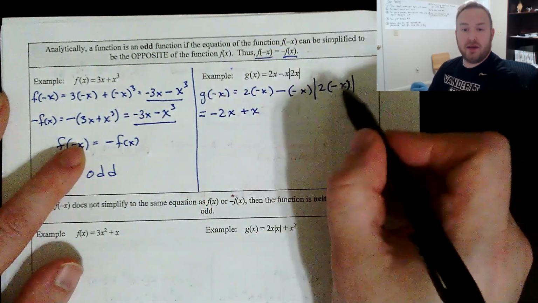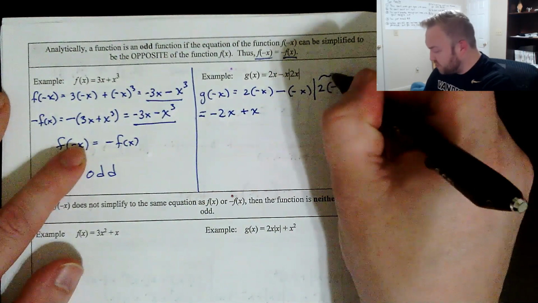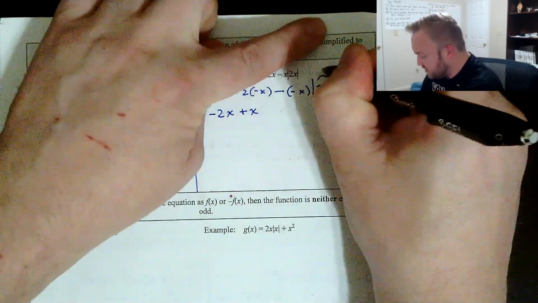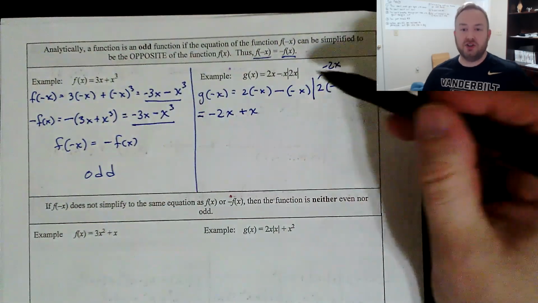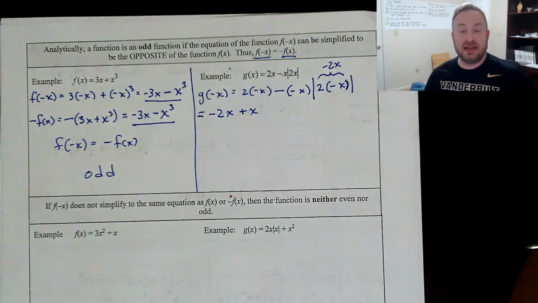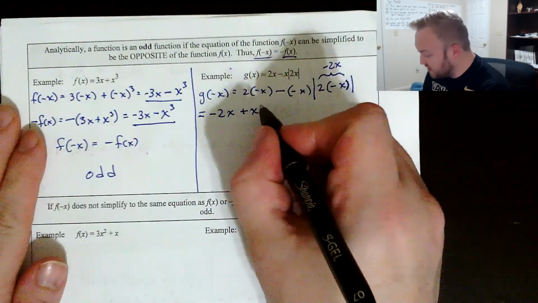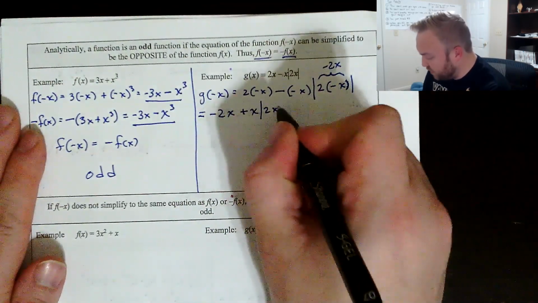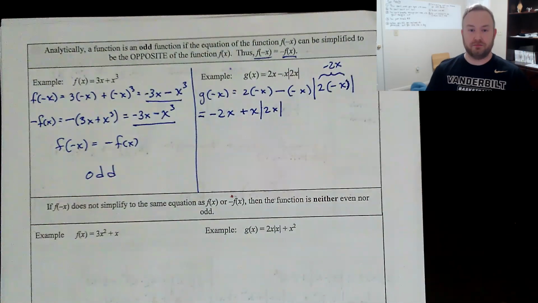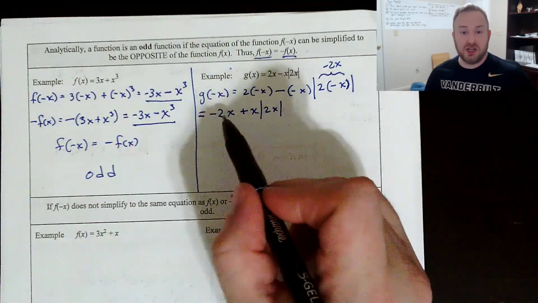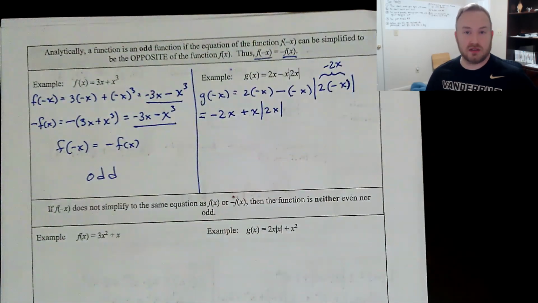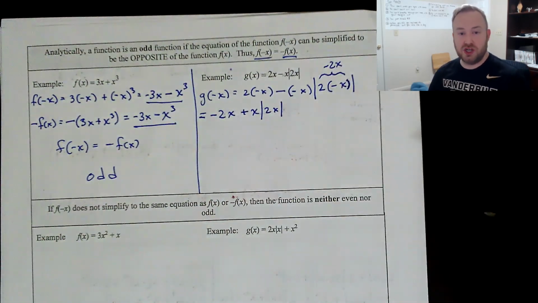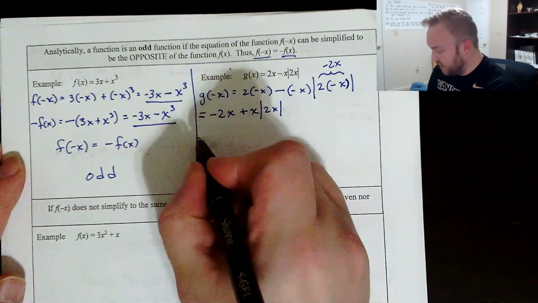Now, inside of my absolute value here, this 2 times negative x is going to be a negative 2x. And we talked before about doing the absolute value of negative 2x is the same as doing the absolute value of positive 2x. Now, I found g of negative x. Is this the same as g of x? Not exactly. So g of x is not even.